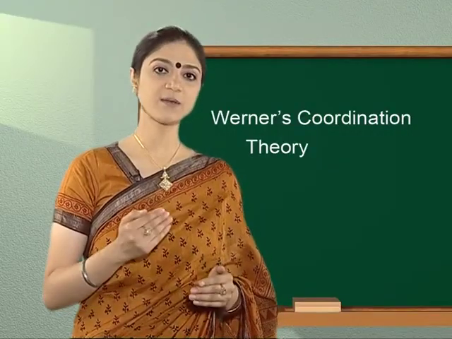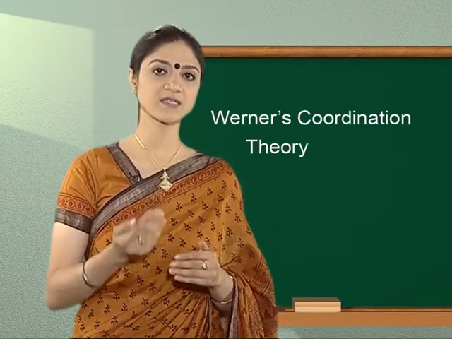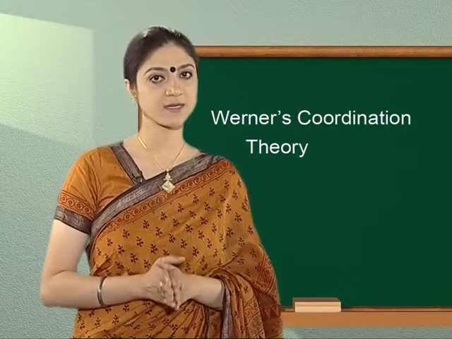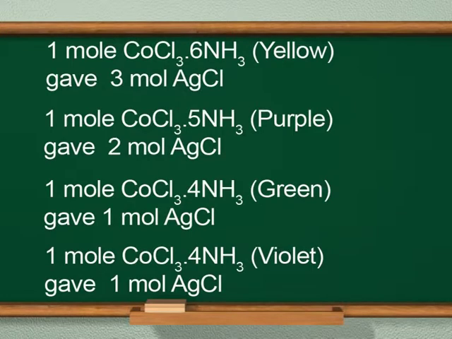He observed that some of the chloride ions could be precipitated as silver chloride on adding excess silver nitrate solution in cold, but some remained in solution as shown on the screen. When silver nitrate solution is added to 1 mole of CoCl3·6NH3 solution, 3 moles of silver chloride are formed as might be expected. However, only 2 moles of silver chloride are formed with CoCl3·5NH3 complex and only 1 mole of silver chloride is formed with CoCl3·4NH3.